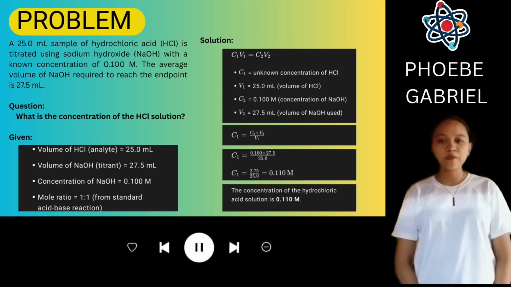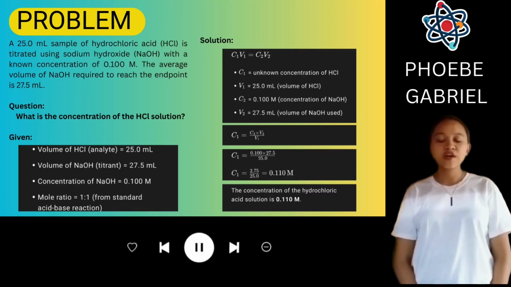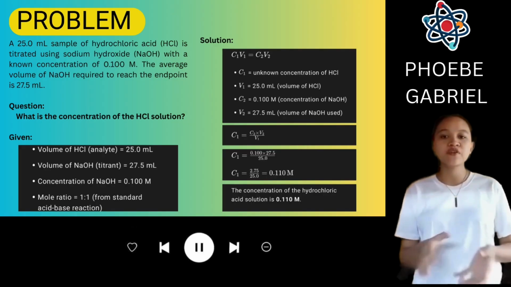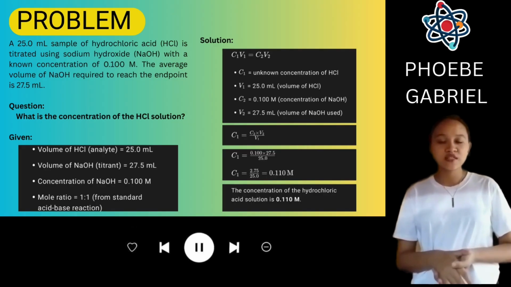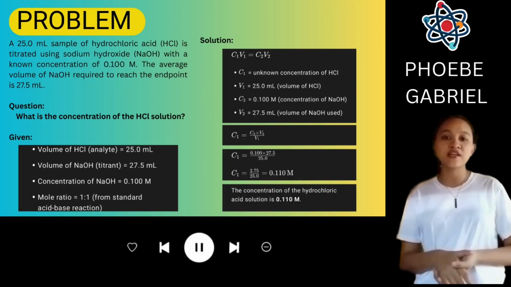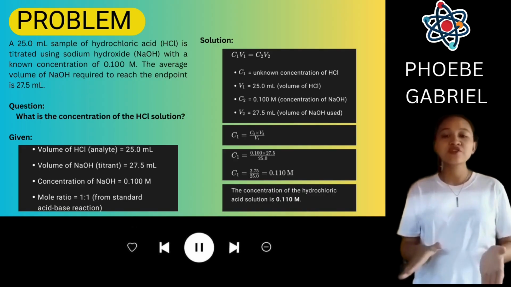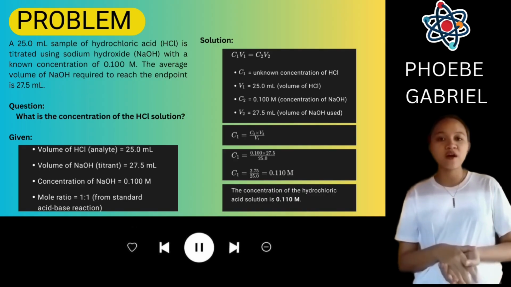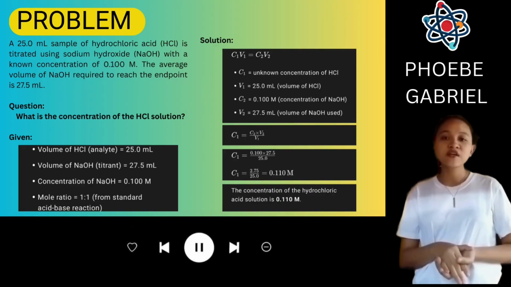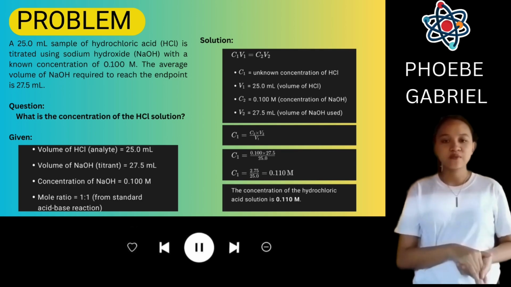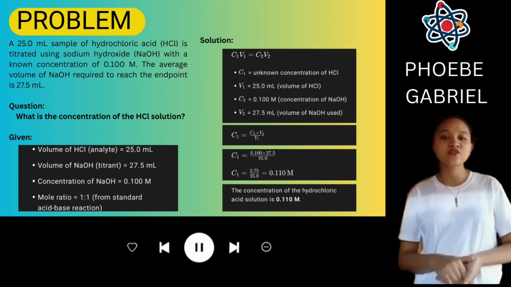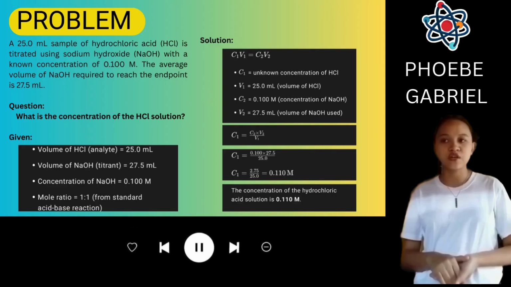substances. For the problem solving, we have a 25.0 ml sample of hydrochloric acid, HCl, which is titrated using sodium hydroxide, NaOH, with a known concentration of 0.100 moles. The average volume of NaOH required to reach the endpoint is 27.5 ml. So the question is, what is the concentration of the HCl solution?